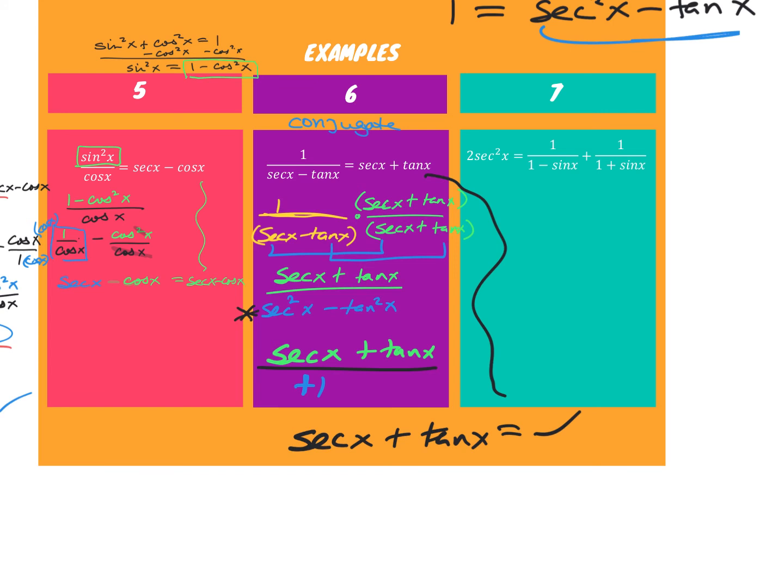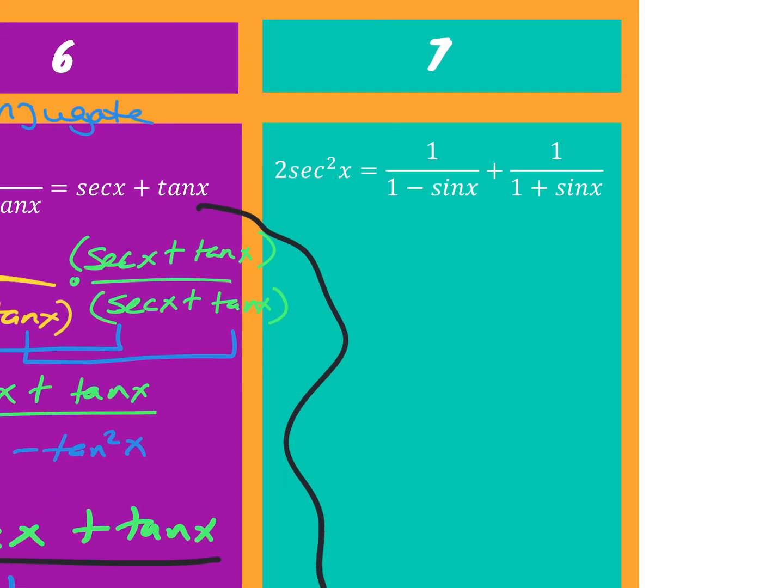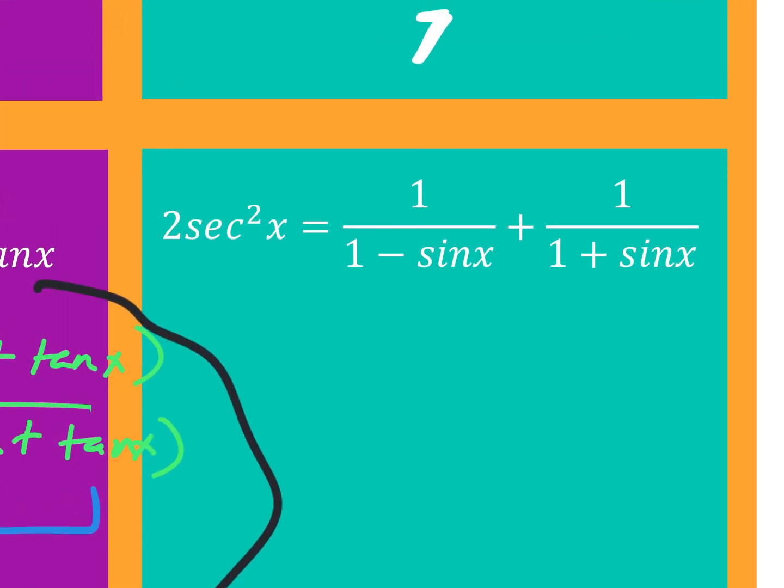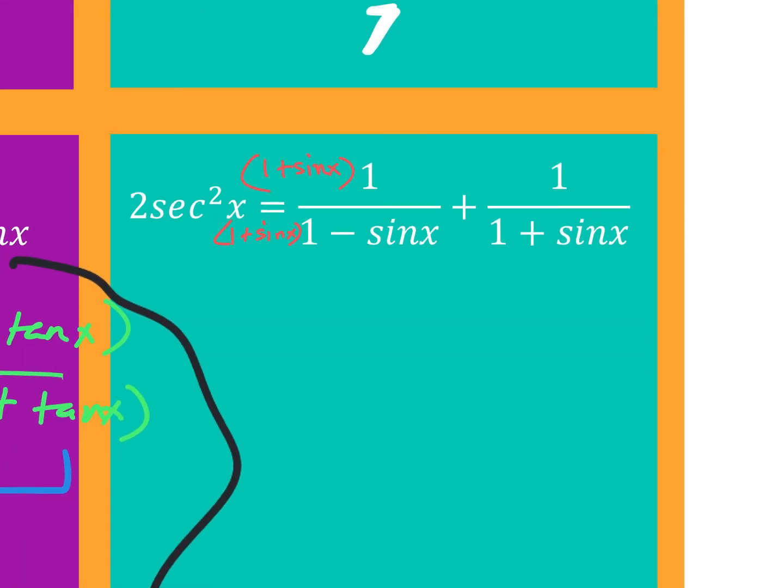All right, next one. Whenever I see something being added, I'm going to look for a common denominator. So what I'm going to do here is simplify the right side on this one. And my common denominator is going to be both of these. So I can look and see that the first one is missing the 1 plus sine x. So that's what I'm going to multiply to the top and the bottom. And then this side is missing the 1 minus sine x.